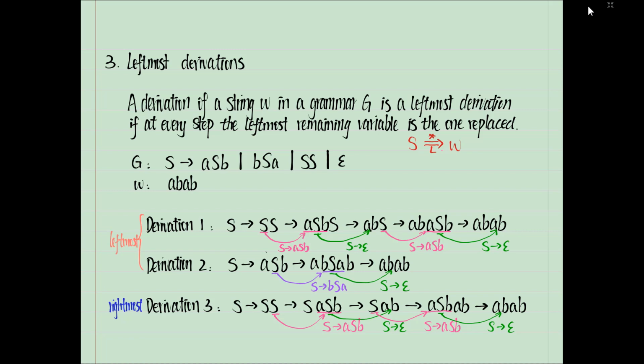Now we only have one variable. This is the rightmost variable. We apply S to ASB to expand this variable. So we have ASBAB. And finally, we apply the rule S to epsilon to the remaining S. Now we have ABAB as the final result. All these three derivations give us ABAB.